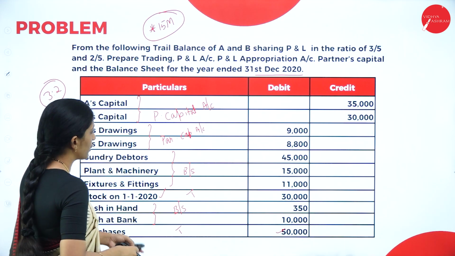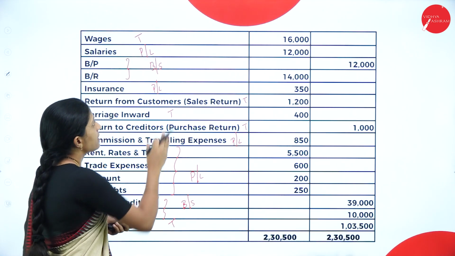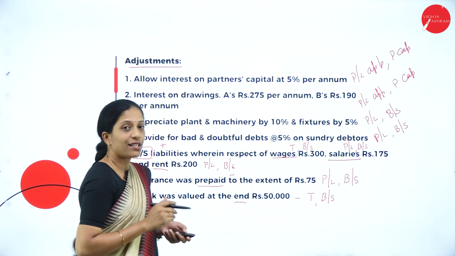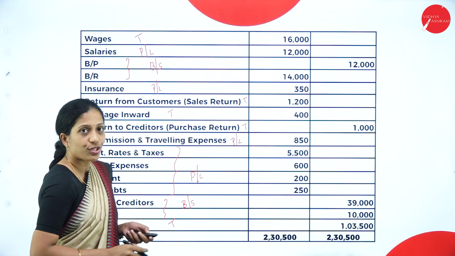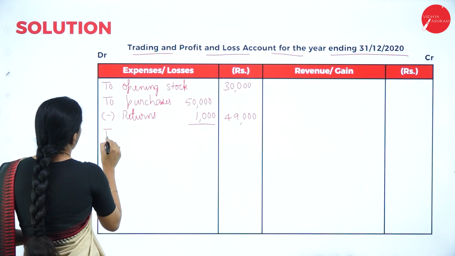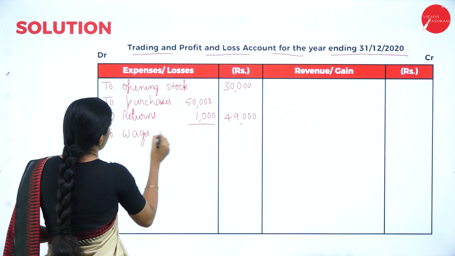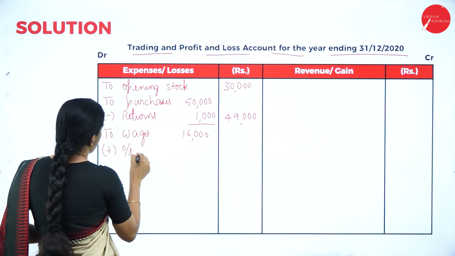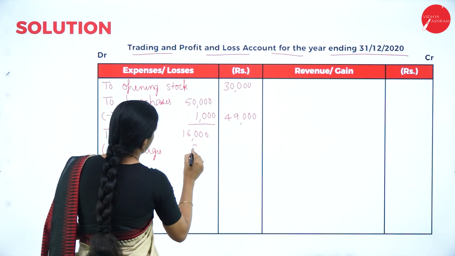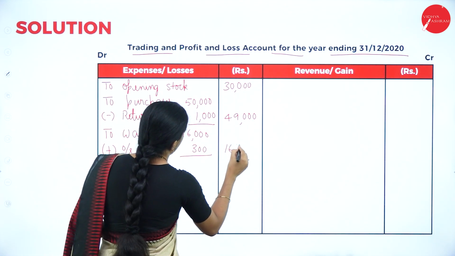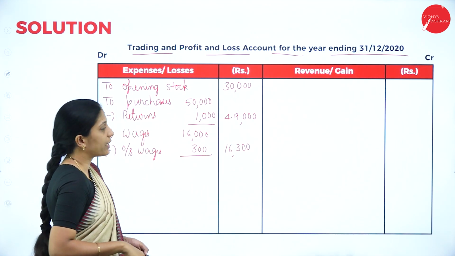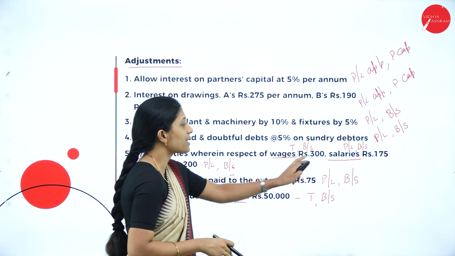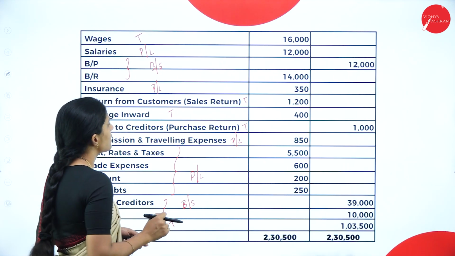Next, see your trial balance if there is any direct expenses. So stock is done, purchases is also done. Now see here, wages 16,000. But in the adjustment we have outstanding 300. So wages 16,000, add outstanding 300. So how do you record? To wages, inner column 16,000, add outstanding wages, inner column 300, outer column 16,300. So hope you are clear. Whatever is outstanding, you have to add.